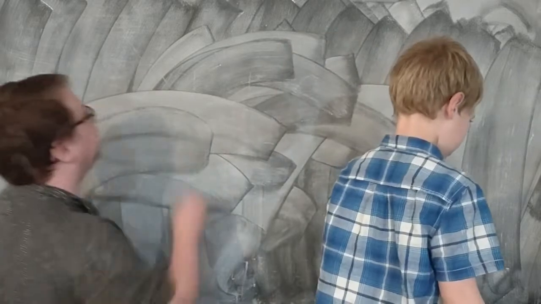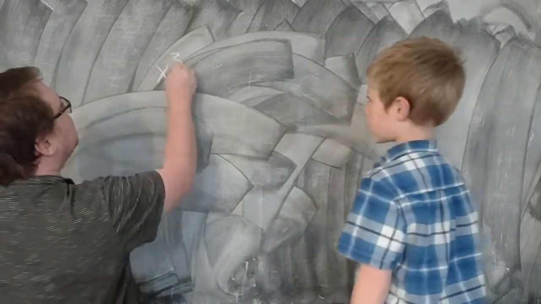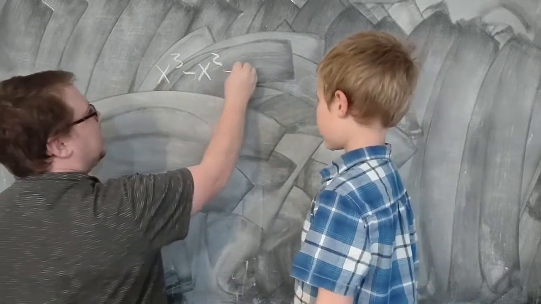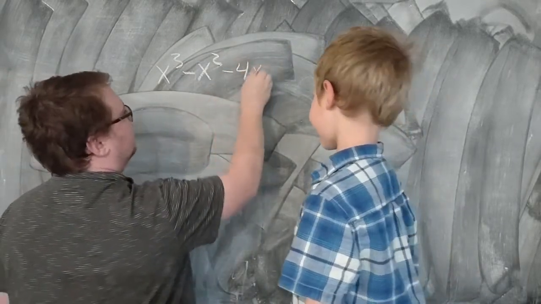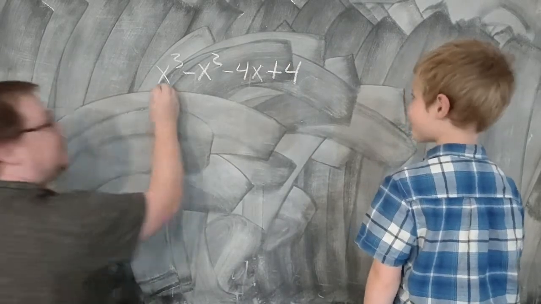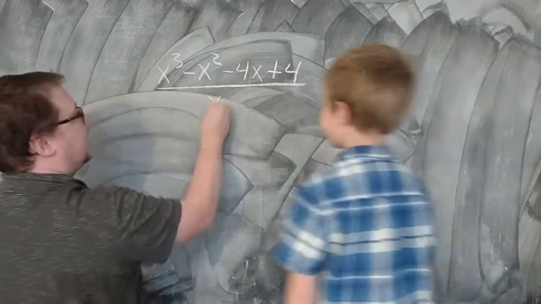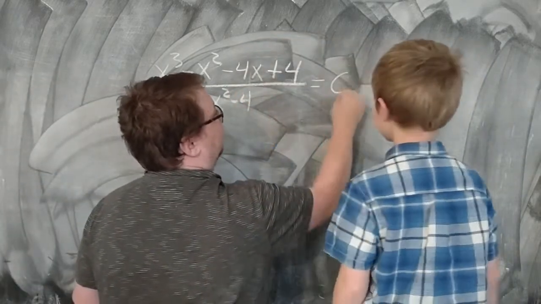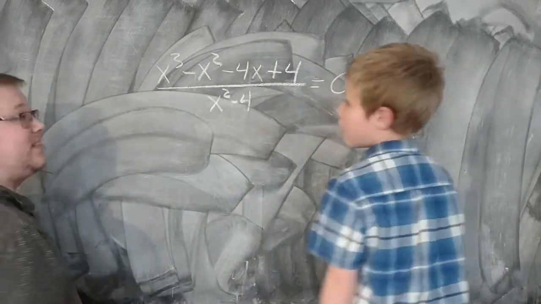So how about if I give you x cubed minus x squared, and then let's say minus 4x plus 4. And then let's divide that by x squared minus 4. And let's find where that equals 0. Think we can do it?